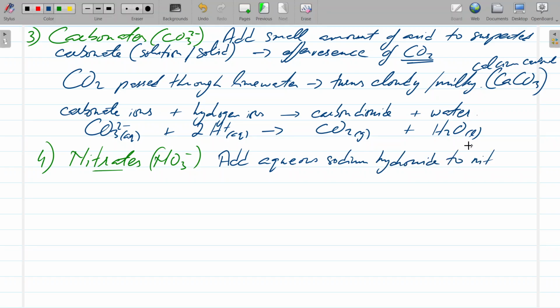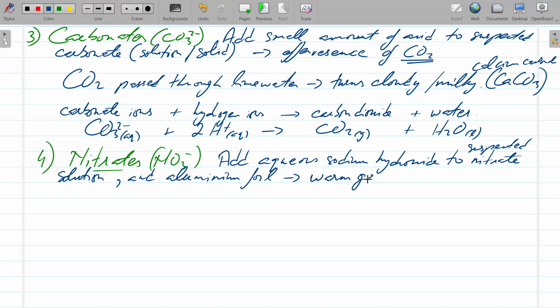To the suspected nitrate solution, and you add aluminum foil or aluminium foil, and you heat it gently, right? So warm gently. What you will notice is, right, ammonia gas will be produced.